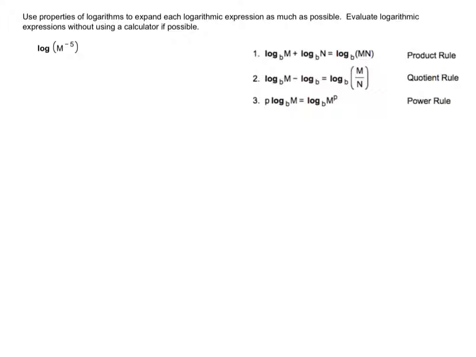Now I have log of m to the negative 5th power. Since m is being raised to the negative 5th power, I can use the power rule to take the exponent out of the position and move it in front of the log. So this expression becomes negative 5 times log m, and that's my final answer.